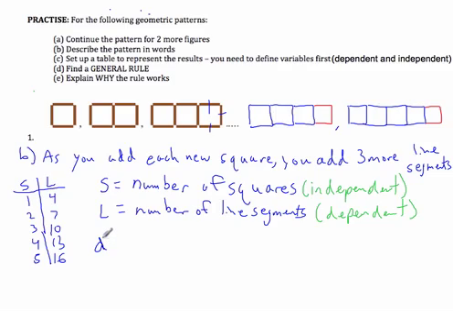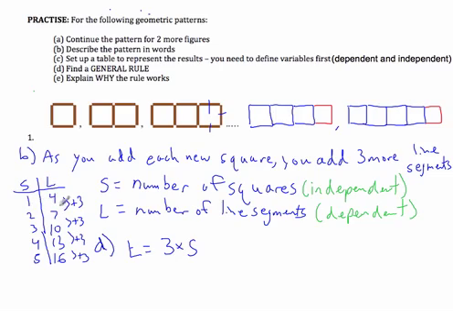Describe the general rule. We're going to use this fact that I was adding 3 line segments each time, and that in my chart you can see that the common difference is 3. Okay, so that means I'm adding 3 each time, so I'm going to be multiplying 3 times the number of squares, and that's going to be equal to the number of line segments. So the number of line segments equals 3 times the number of squares.